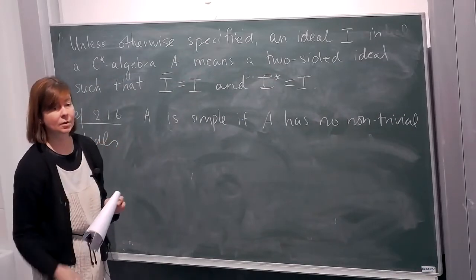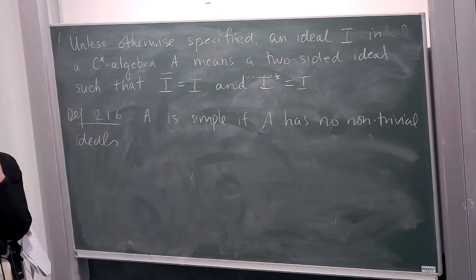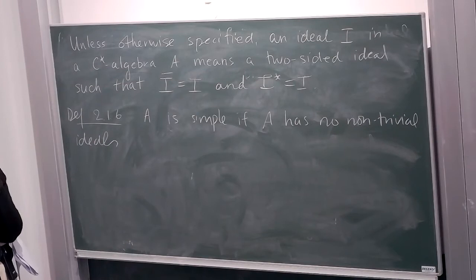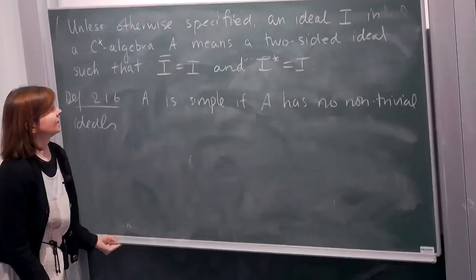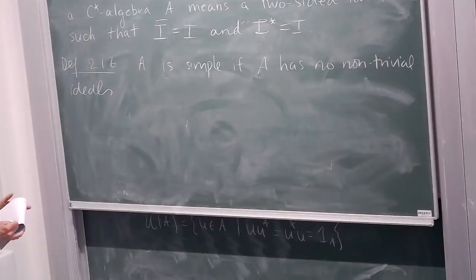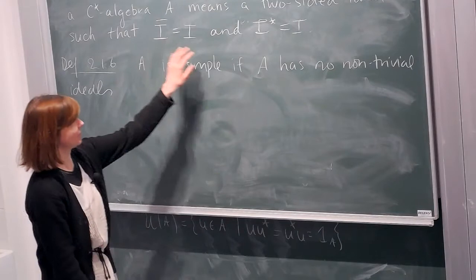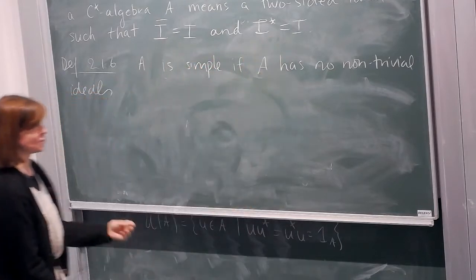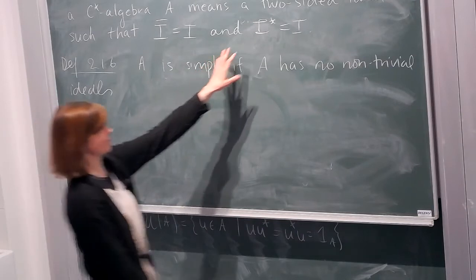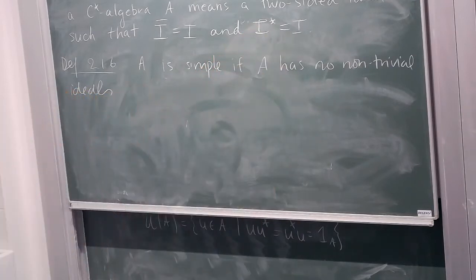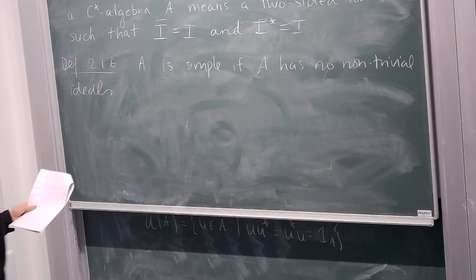Tristan just pointed out that actually the closure will imply this self-adjoint property when it's a two-sided ideal. Yeah, that's a good point. So that's sort of superfluous information, but we didn't prove that yet. That is why I mentioned it.